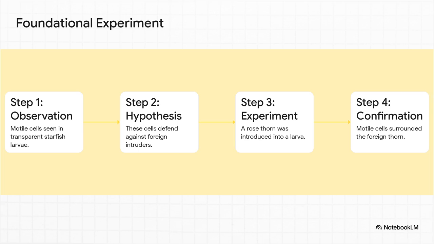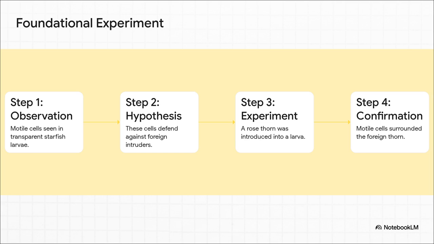For step 3, he took a tiny rose thorn and slipped it under the larva's skin. Now, why a rose thorn? Well, it was the perfect stand-in for an invading microbe. It was a foreign body, but it was sterile. His logic was, if my hypothesis is correct, the body's defensive cells should recognize this thorn as something that doesn't belong and mount a response.